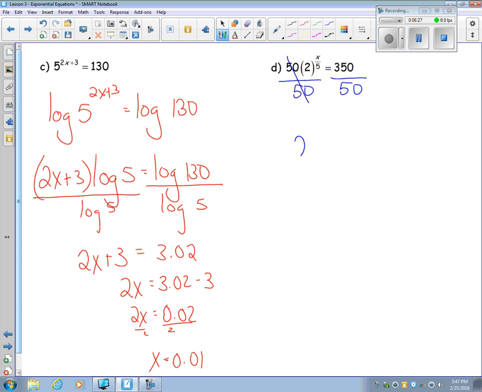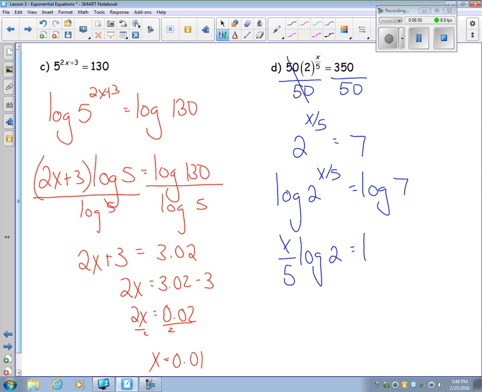But if I divide one side, I have to divide the other side. So on the left-hand side, I have 2 to the x over 5. On the right side, 350 divided by 50 makes 7. Now I have a single base to an exponent. That means I can use my log laws again. So the log of 2 to the x over 5 should equal the log of 7. The x over 5 can come down in front. And I'm going to divide both sides by that log 2.